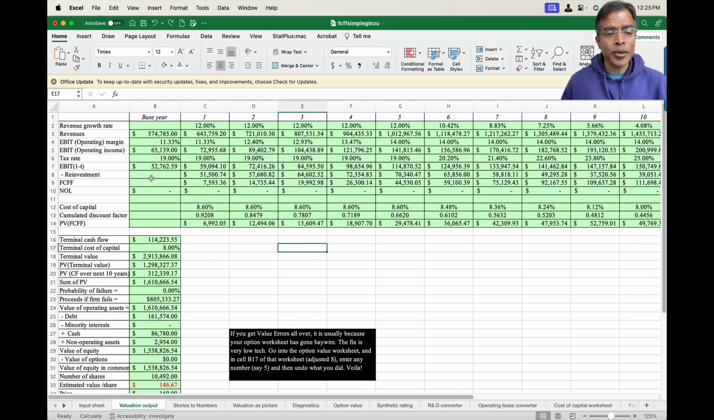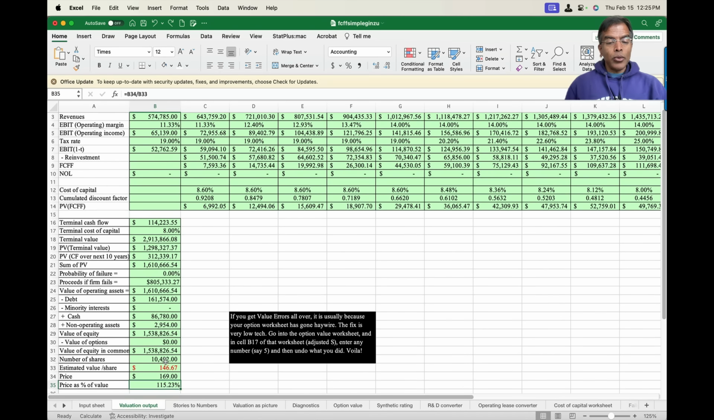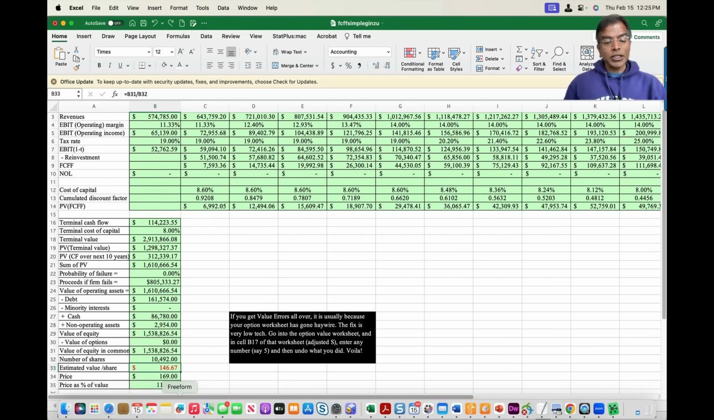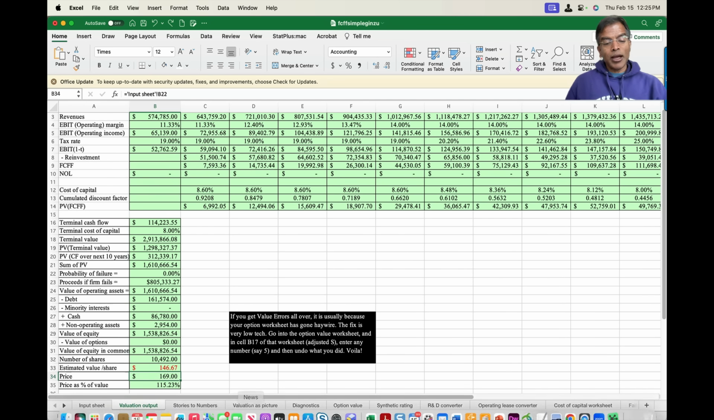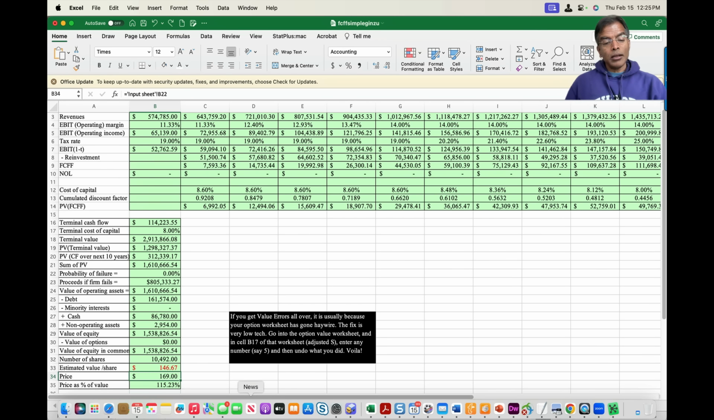My free cash flows to firm are all negative. Hey, you entered the sales to capital number. So what I'm trying to say is, if you see a number on this valuation page that makes you uncomfortable, it's coming from one of your inputs. If you look at this output page, the valuation that I get for Amazon is 146.67, and the price on that day, 169, was about 15.23% higher.